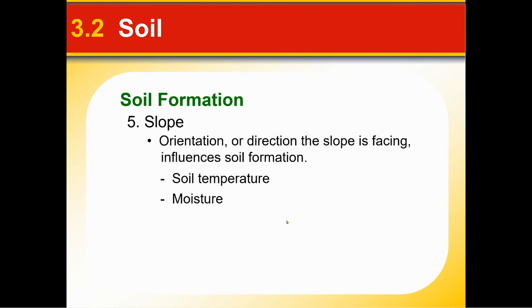Slope orientation, or the direction the slope is facing, influences soil formation. When you're on a slope, you might not know what the face side is, but that's the slope side. If it faces the sun, it's going to have a different temperature. So it's going to have a different type of soil on the face of a slope. And of course, the moisture. How much moisture is that going to get? Is it on the leeward side? Is it on the rain shadow side or the rain side of the slope? It's going to affect moisture.